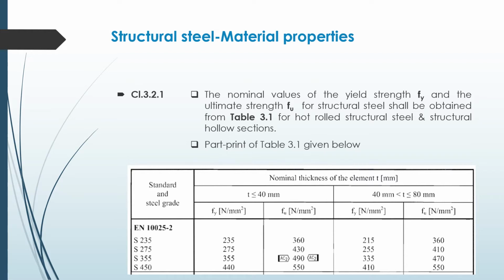Please note down two things. The first one is, in the steel grade S235, the number 235 indicates the yield strength, and secondly, the yield strength also depends upon the nominal thickness of the member. As you can see, for thickness less than 40 mm for S235, Fy is 235, and for thickness between 40 mm and 80 mm, it is reduced to 215 N/mm².